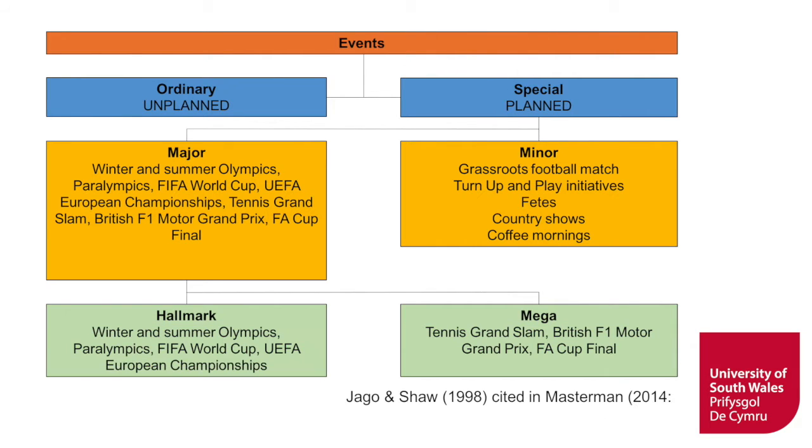Then splitting those major events into hallmark and mega, you have the Winter and Summer Olympics, Paralympics, FIFA World Cup, UEFA European Championships sitting in the hallmark category, whereas the mega would be the Tennis Grand Slam or the British Formula 1 Grand Prix or the FA Cup final. And as you can see, what I've done there, I've split off those major ones into hallmark and mega, relating back to the definitions that we outlined on the slide previous.